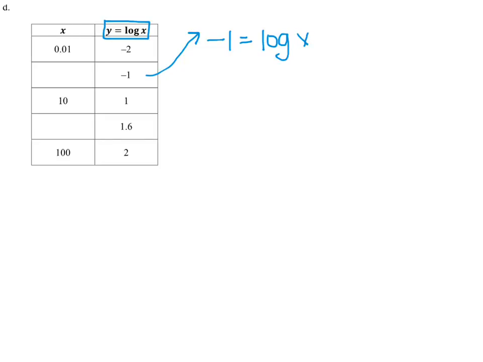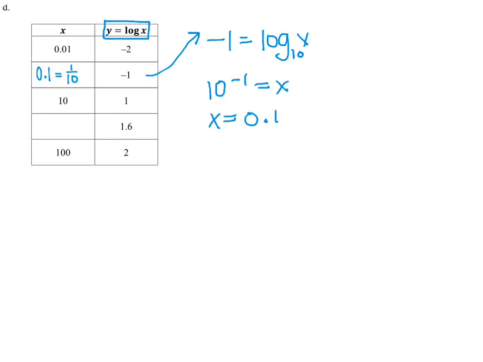So remember, this is a base 10 log. So I'm going to put this in exponential form. So I can say 10 with an exponent of -1 is equal to x. And then I can plug this in my calculator and I get that x is equal to 0.1. Or if we use rules of exponents, I can say that it's 1/10. So x is either equal to 0.1, which is the same as 1 over 10.